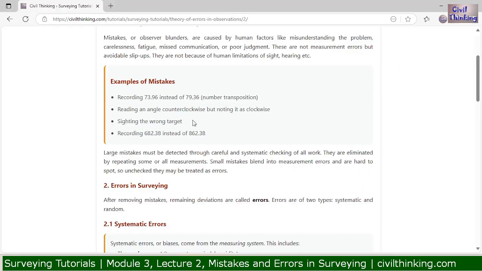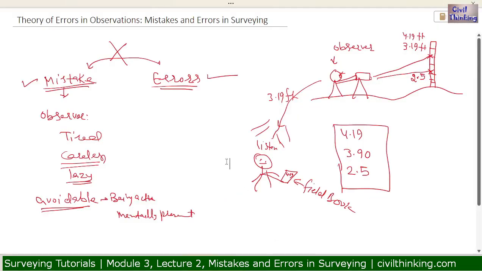Now, reading an angle counterclockwise but noting it as clockwise. Let us say this observer is also measuring angles here. He said this angle is anti-clockwise, for example, 30 degrees anti-clockwise. He did listen 30 degrees and anti-clockwise, but somehow he wrote 30 degrees clockwise. So these are the things.